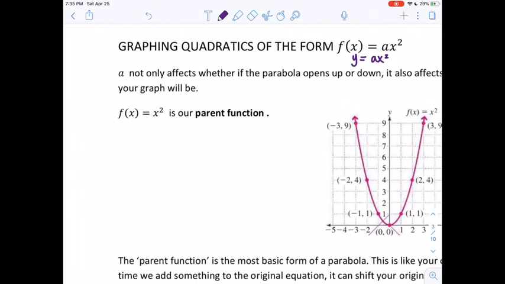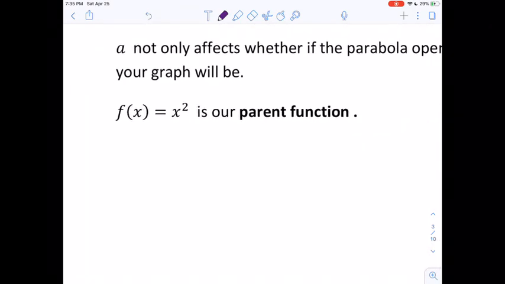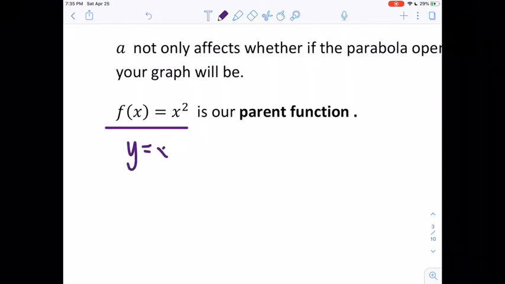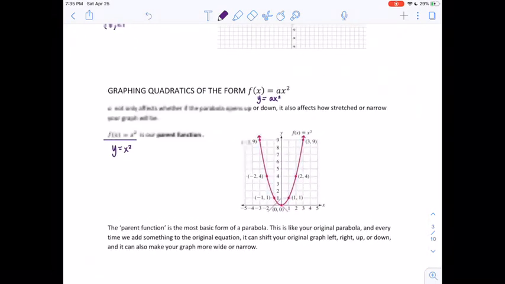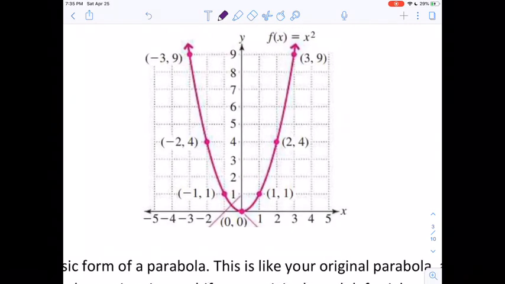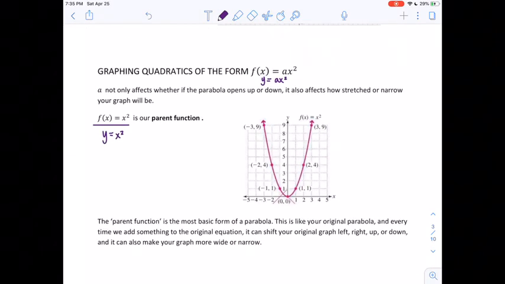Okay, so in all of these problems, f of x equals x squared or y equals x squared is our parent function. It's called our base function. So every type of parabola we graph is based off of this graph right here. Okay, so this is your basic quadratic graph. It's the most basic form of our parabola. It's like our OG parabola. Everything starts from this parabola.